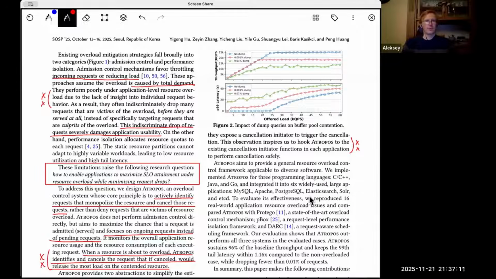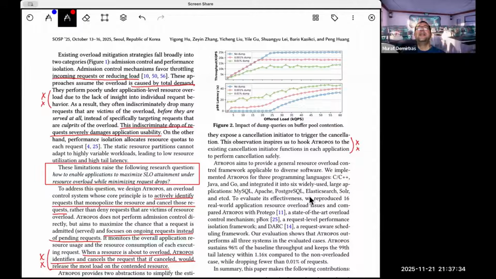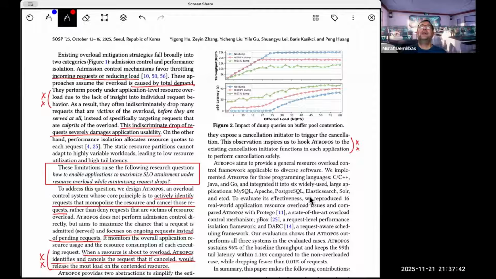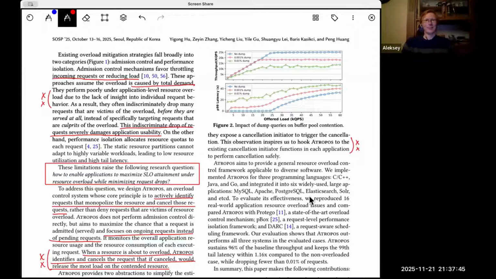Atropos aims to provide a general resource overload control framework applicable to diverse software. We implement Atropos for 3 programming languages, C, C++, Java, and Go, and integrate it into 6 widely used large applications: MySQL, Apache what? I don't know. All of Apache projects? Apache something. Apache is not an application. PostgreSQL, Elasticsearch, Solr, and etcd.